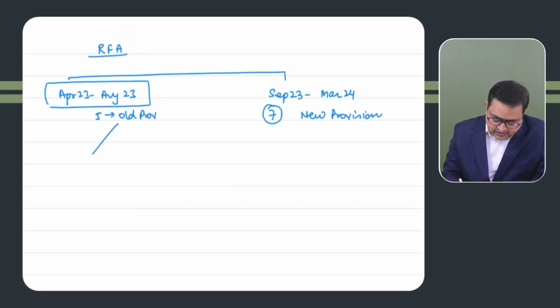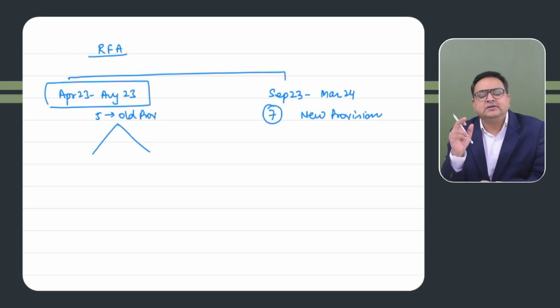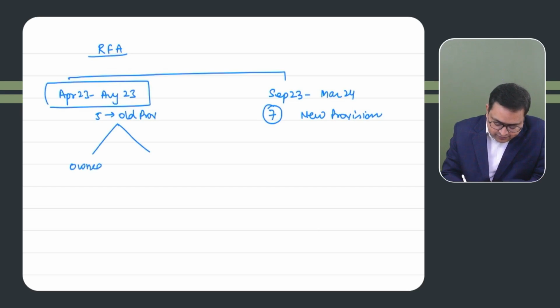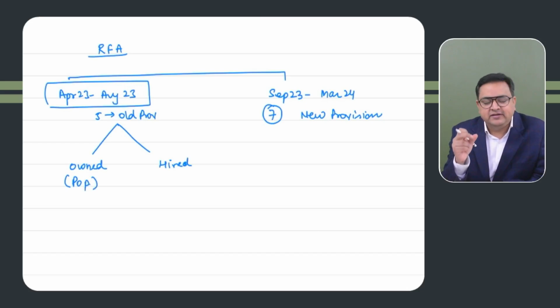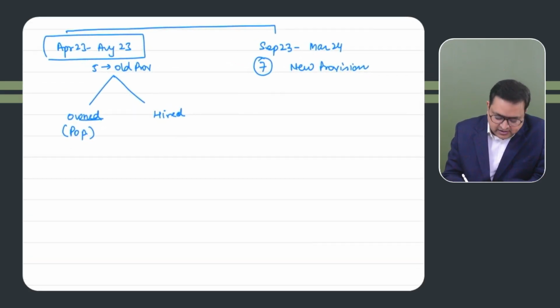Now we understand whether the accommodation is owned by the employer or hired by the employer. If it is owned by the employer, then your perquisite is based on the population of the city where the accommodation is provided to you. Please remember, if it is owned by the employer, the first category is population up to 10 lakh. The second category is more than 10 lakh, up to 25 lakh.